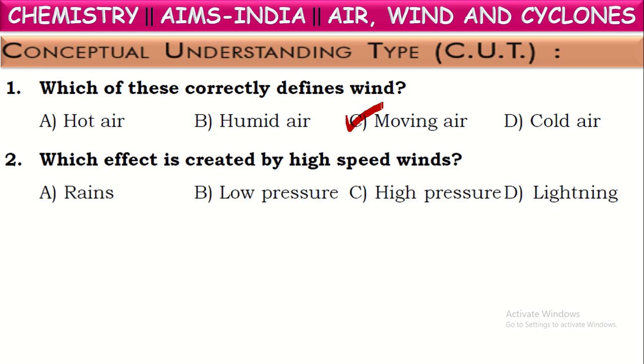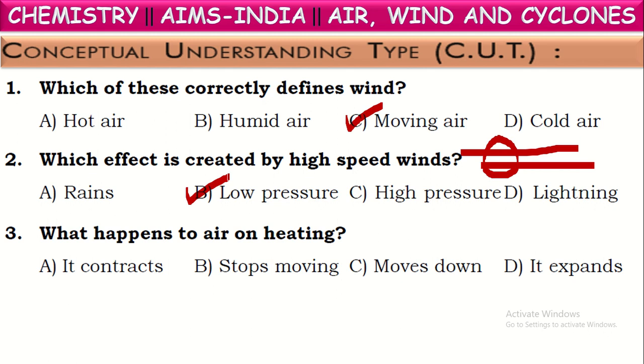Which effect is created by high speed winds? When wind moves with high speed, it creates a low pressure area in that particular place. Suppose from a place wind is blowing very fast. So where wind moves faster in that particular area, a low pressure area is created. So low pressure is created.